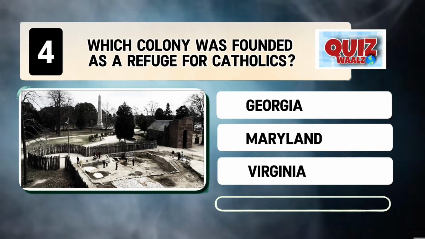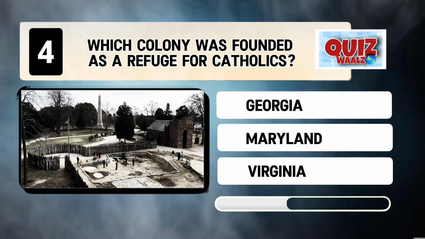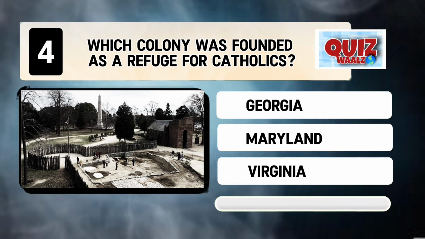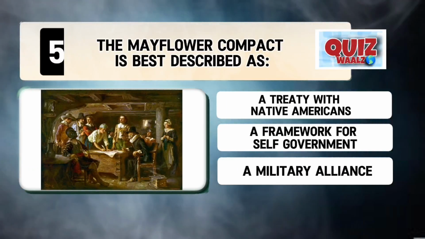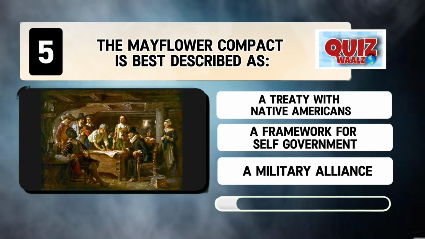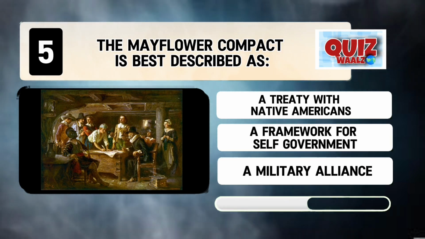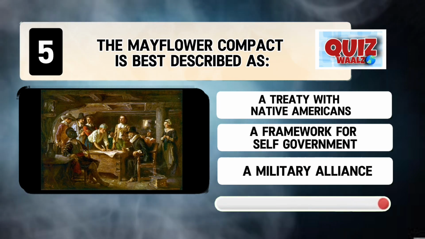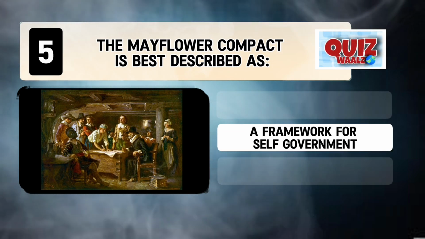Question 4. Which colony was founded as a refuge for Catholics? A. Georgia, B. Maryland, or C. Virginia. The answer is Maryland. Question 5. The Mayflower Compact is best described as A. A treaty with Native Americans, B. A framework for self-government, or C. A military alliance. A framework for self-government.